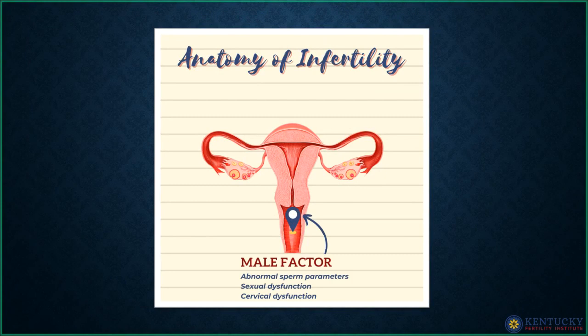Following that path, if we start with the sperm itself, with male factor, I like to think what sorts of things could be inhibiting the function of sperm itself. Of course, we'll want to think about abnormal sperm parameters, sexual dysfunction, and couples unable to time intercourse normally. You may have cervical factors that inhibit the normal migration of sperm through the cervix into the upper reproductive tract. And so I think that's where a good infertility evaluation may start.